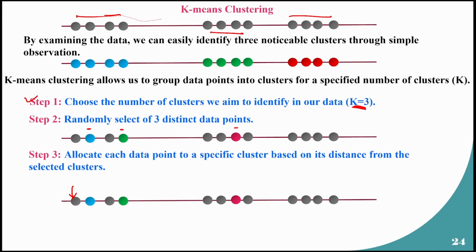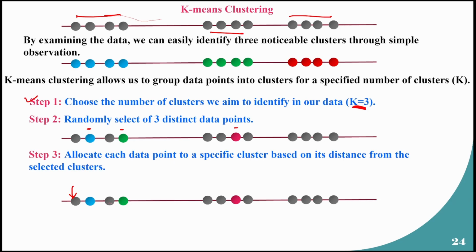So in which category do you think this gray dot should belong to? The blue cluster, the green cluster, or the red cluster? Based on the distance, the blue one, right? Because it is the closest to the blue cluster, right?